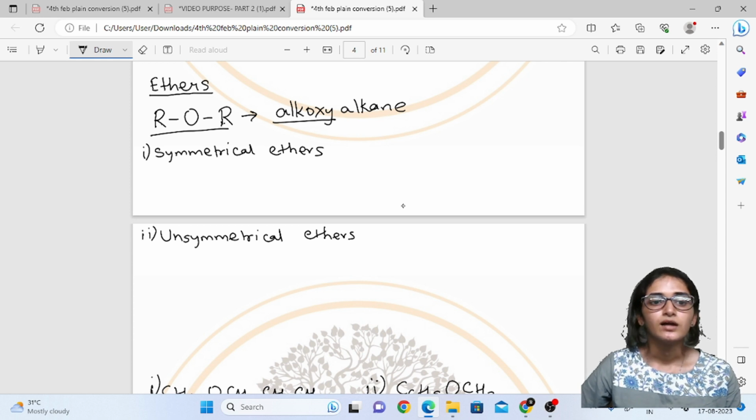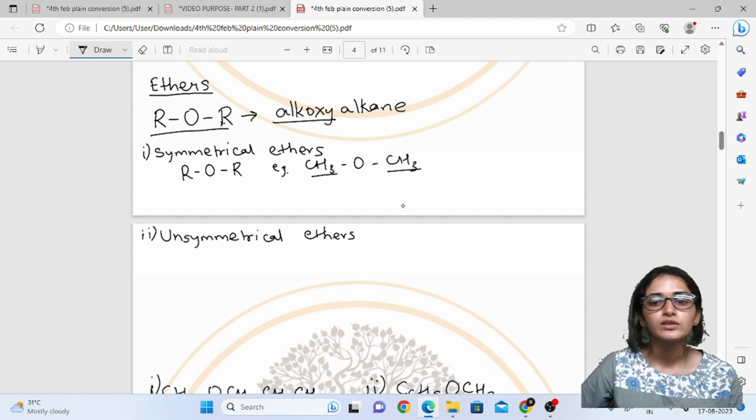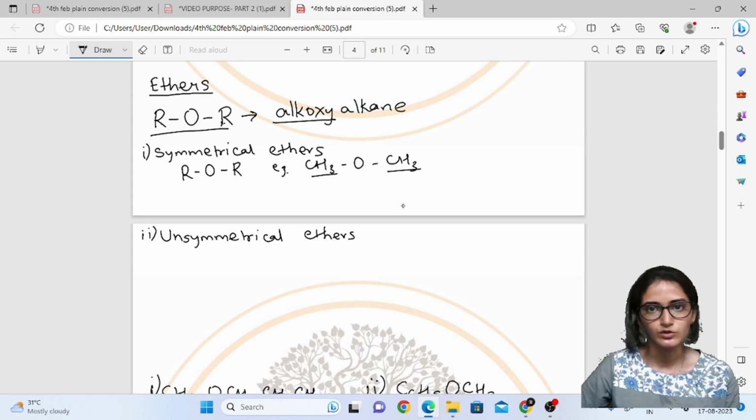Okay, now there are two types of ethers. One is symmetrical ethers, the other is unsymmetrical ethers. Now what are symmetrical ethers? Symmetrical ethers are the ones wherein both the alkyl groups are the same. So if I take the example of CH3OCH3, here we can see both the groups are CH3, CH3, so the same group. So this is an example of a symmetrical ether. Then next is unsymmetrical ether. Now here one R group will be different.